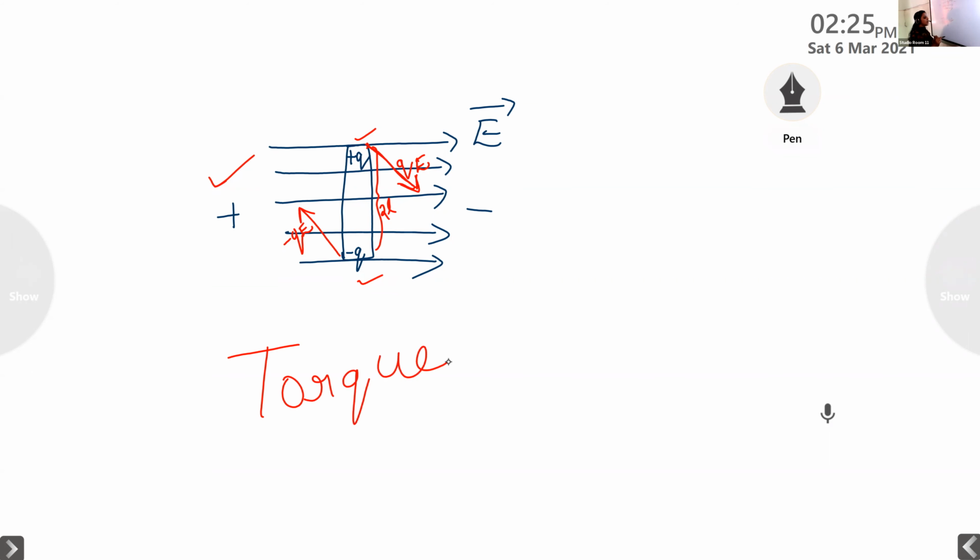What is torque? The torque is the rotation effect of the electric dipole due to the presence of the forces on the charges of the electric dipole.